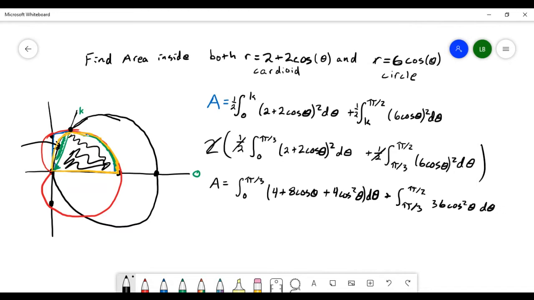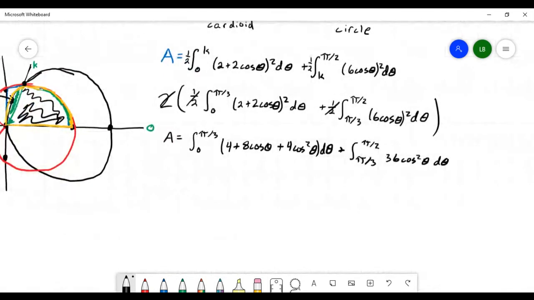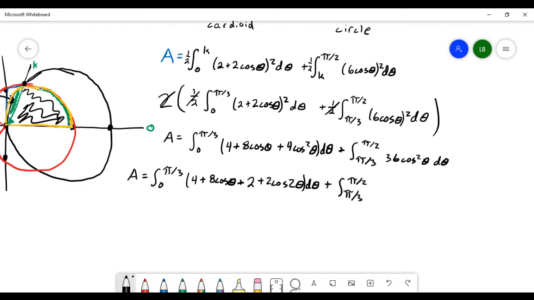And if we continue to solve this integral, of course, we're going to need to reduce our cosine squareds using that same trig substitution we did earlier. Our area is the integral from 0 up to pi over 3 of 4 plus 8 cosine theta plus, now instead of 4 cosine squared theta, we have 2 plus 2 cosine 2 theta. And now we have plus the integral from pi over 3 to pi over 2 of 18 plus 18 cosine 2 theta.